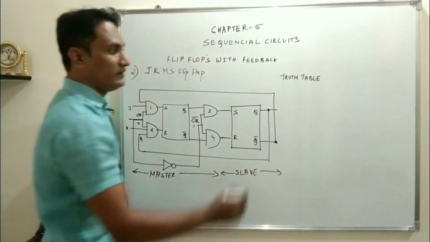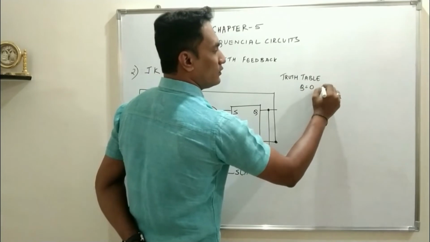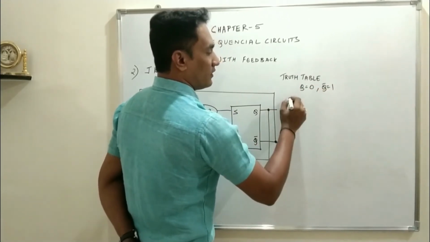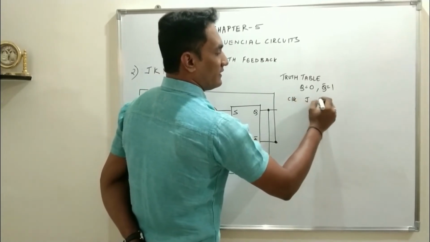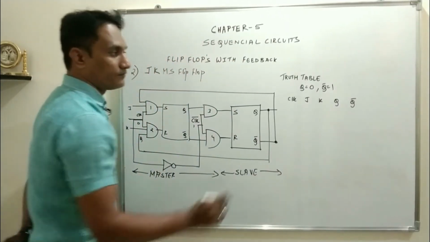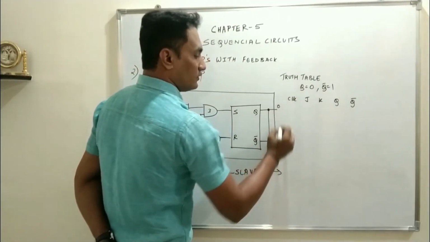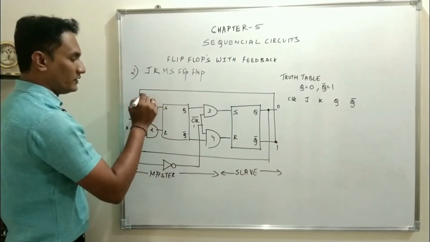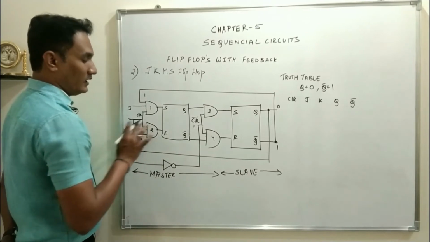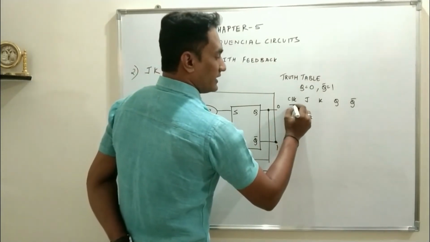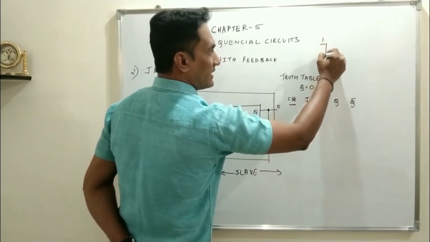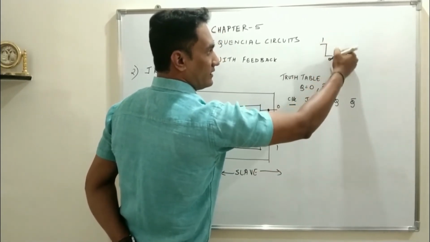Again we will start with Q is equal to 0, Q bar equals to 1 as the initial condition. Columns: Clock, J, K, Q and Q bar. Q is 0, Q bar is 1. So here the input will be 1, here Q will be 0. Let's say the clock is 1 at this point. I'll denote 1 as higher point and 0 as low point.